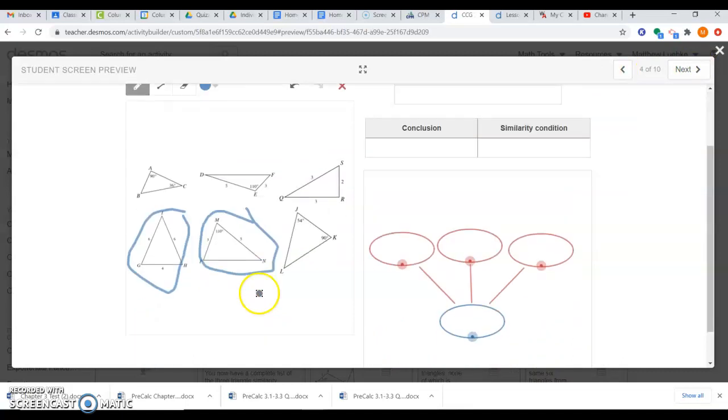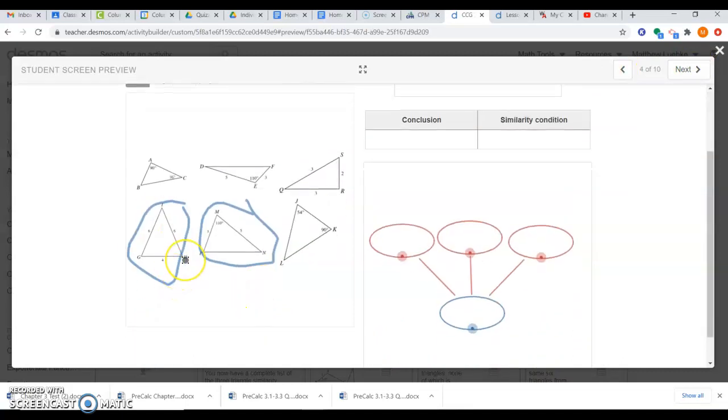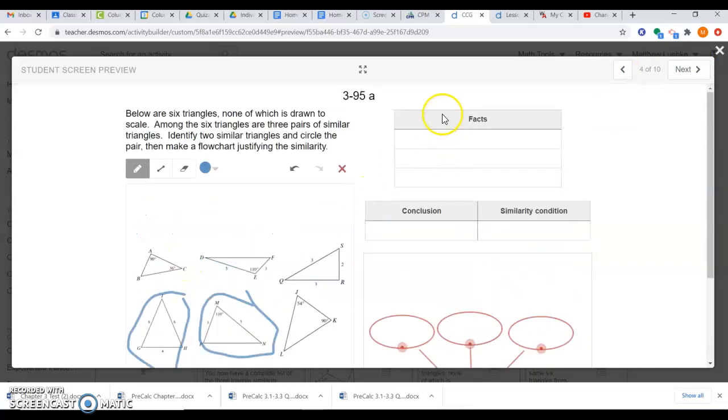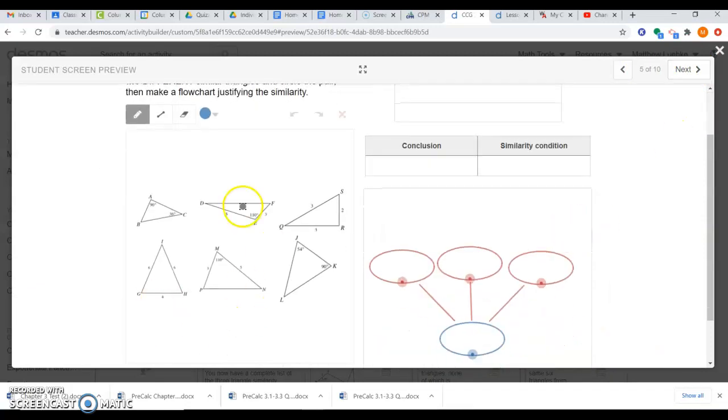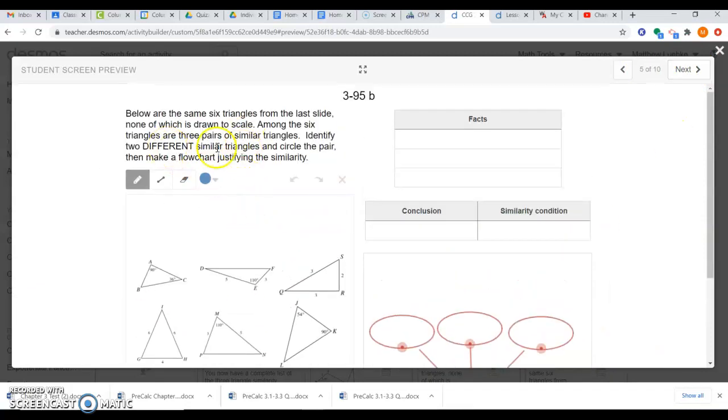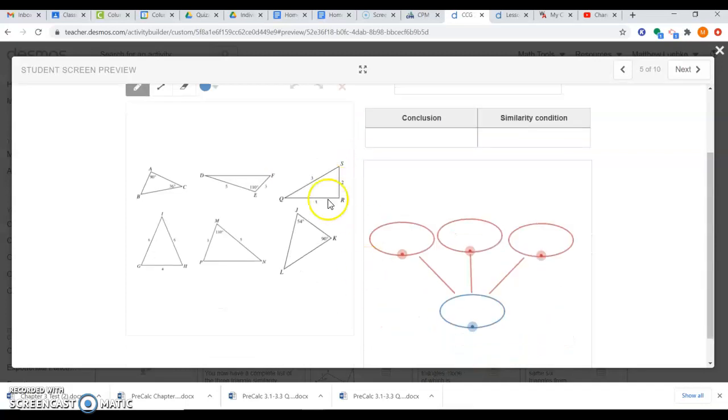So if you're saying that these 2 angles I circled are similar through side, then you need to state side proportional, conclusion, and then your condition would have been side. Okay? If you get stuck on this one, just let me know. On the next one here, same picture. We just want to pick 2 different ones, okay? So make sure you see that we want 2 different ones, okay, that are going to be similar.